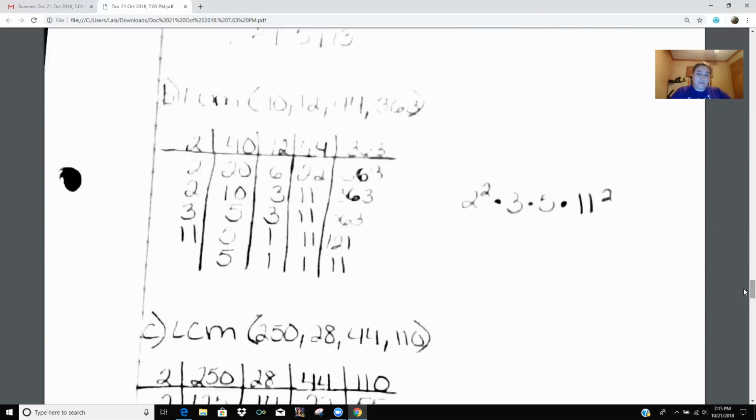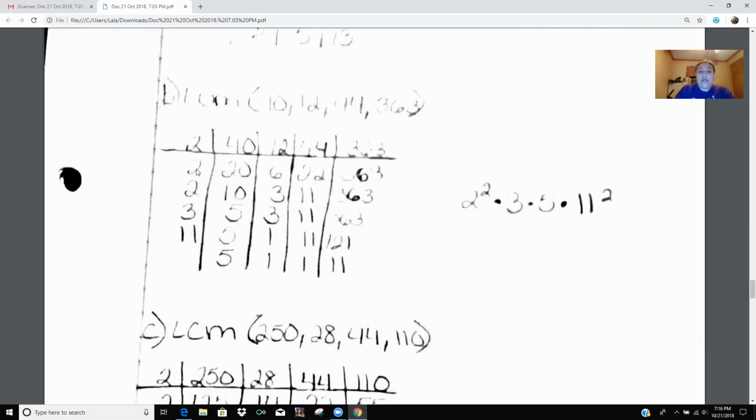All right, so the first one we're going to do is the least common multiple of 40, 12, 44, and 363. The numbers didn't show up too good. Sorry, guys. All right, so the first prime number we're going to use is a 2. A 2 goes into 40 20 times. 2 goes into 12 6 times. 2 goes into 44 22 times. And 2 does not go into 363 evenly. So let's go for our next one.